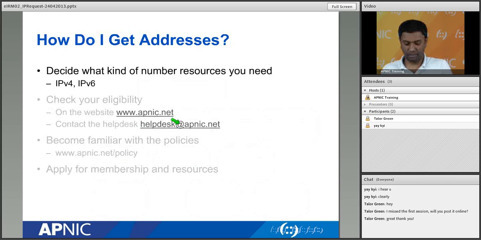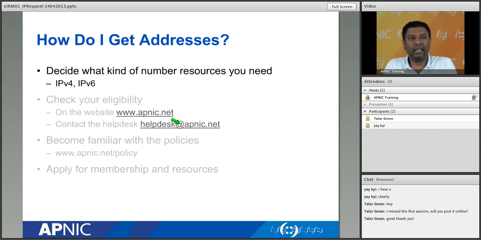So how do I get an address? The question is, when you need an address, how do you get it? You need to decide what kind of address you need. Do you need IPv4 address only, or IPv6 address only, or both, right? Or in some situations you need IPv4, IPv6 and an AS number to build your own BGP or own your AS, right? So you need to decide what kind of resources you need.